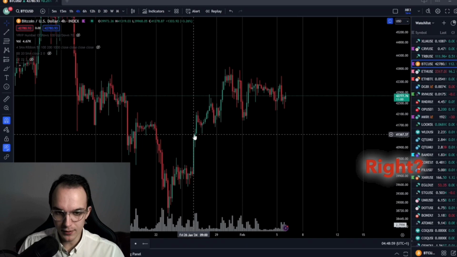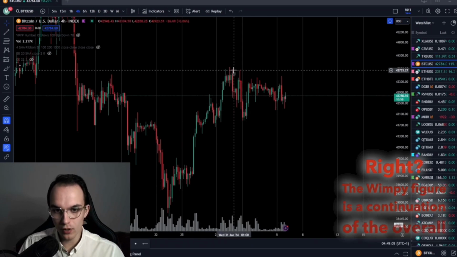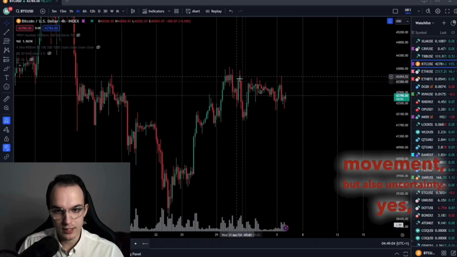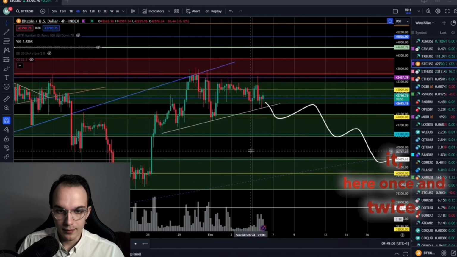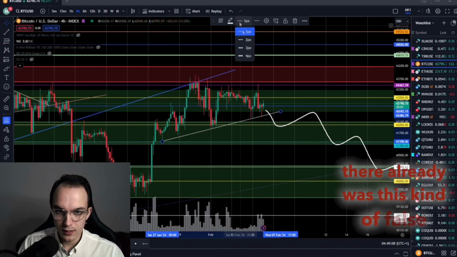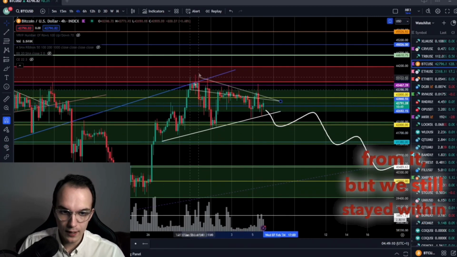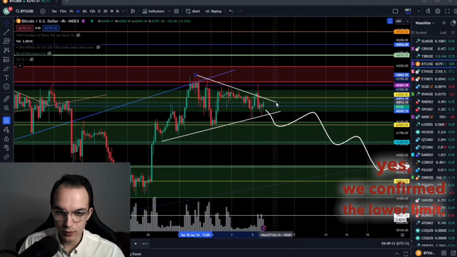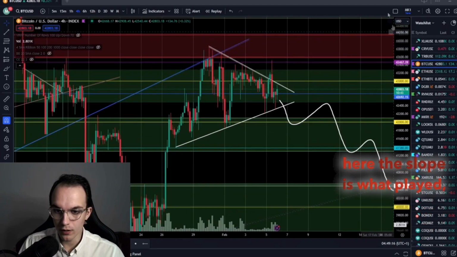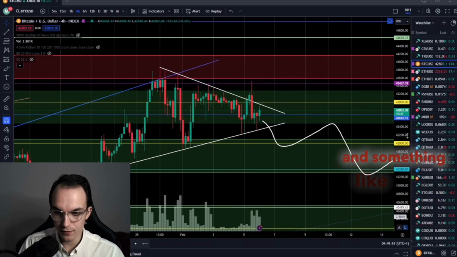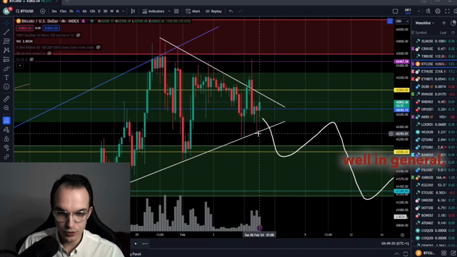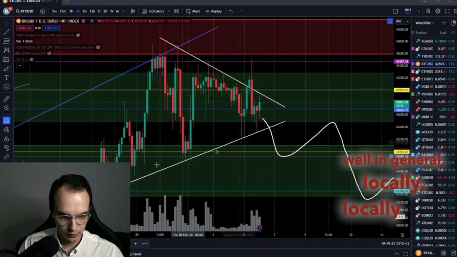Right? The wimpy figure is a continuation of the overall movement, but also uncertainty, yes. So let's mark it here once and twice. Yes, there already was this kind of false exit from it, but we still stayed within it. Yes, we confirmed the lower limit. Not to say that here the slope is what played, rather the local level played. Yes, or this one, well, in general, locally they bought me out here.